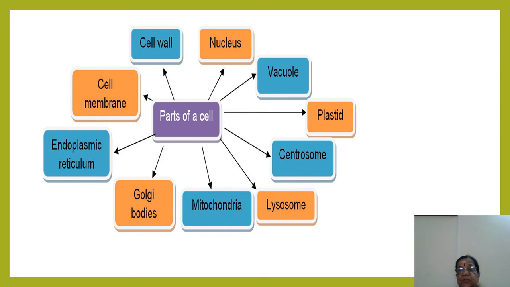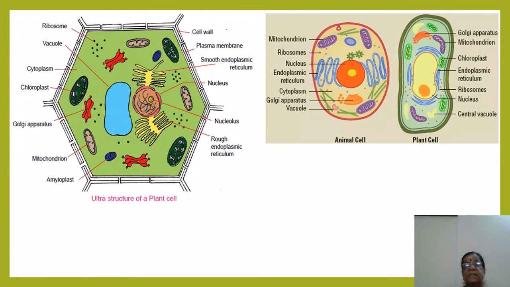In that, centrosome and lysosome are present only in animal cell. And a very few plants may have this centrosome, and that will take part only during the cell division to form a centriole. Are you clear? So this is the part of the cell. Now what you are seeing again is the plant cell, ultrastructure of a plant cell, and this is the animal cell, and the plant cell comparison I said.